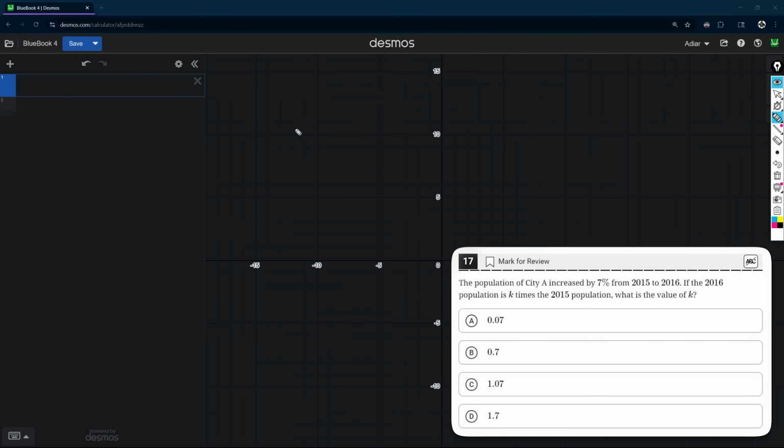Let's say the population in city A in 2015 is, we'll just call it A15, and similarly the population of city A in 2016 will be A sub 16. So we'll say it increased by 7% from 2015 to 2016. So that means that in 2016 it's bigger. So A sub 16 is 7% greater than A sub 15, which we can just get by using the increase by percent formula, which is just 1 plus 7%.